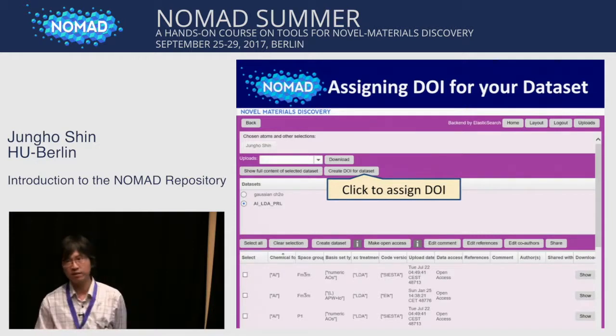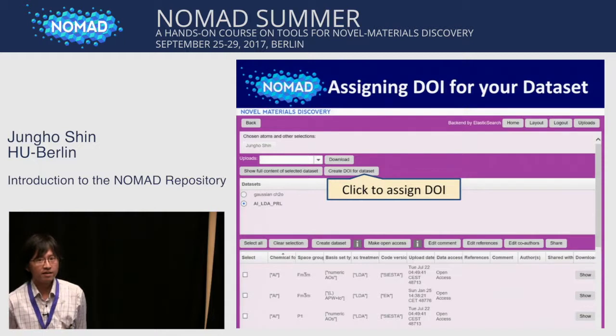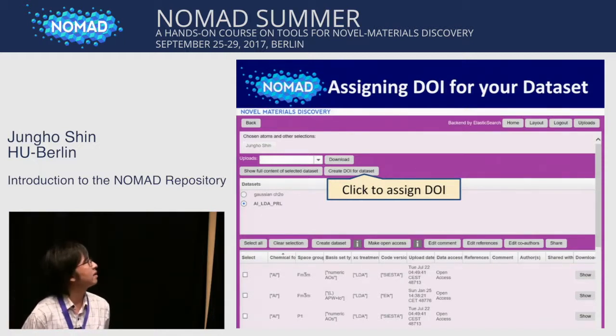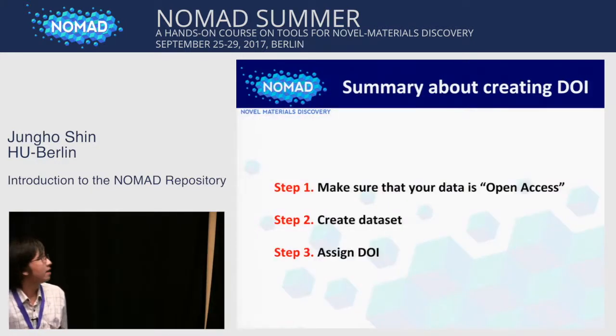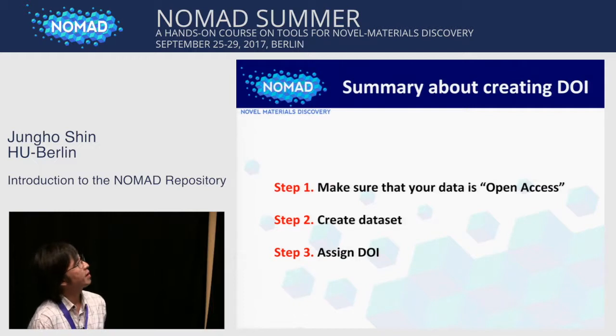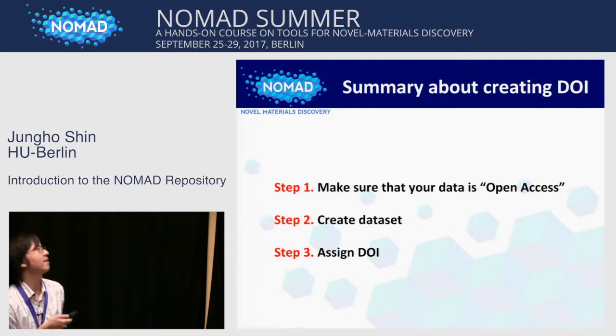If you have a data set, you can assign a DOI for your data set. The step to assign the DOI is very simple. Just click this button and you can get your DOI here. This is a simple summary of the process to create a DOI: first, make sure that your data is open access, then create the data set and assign the DOI.